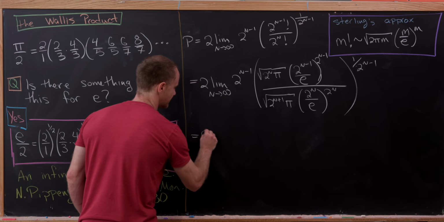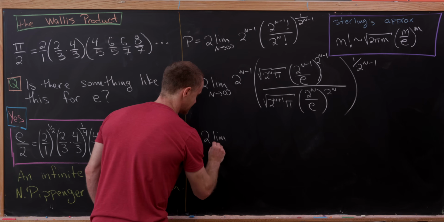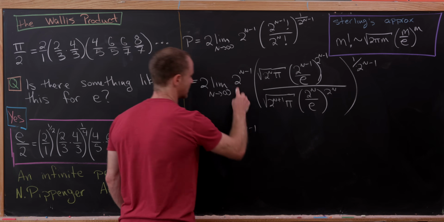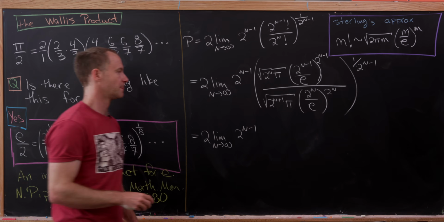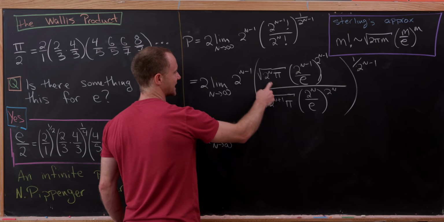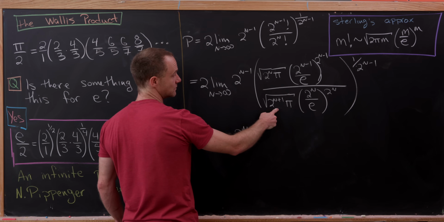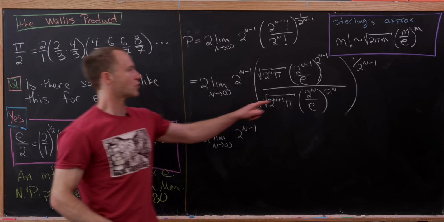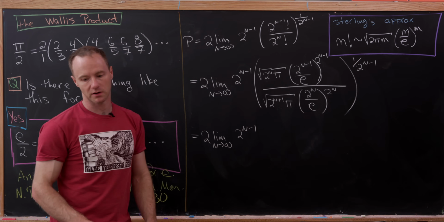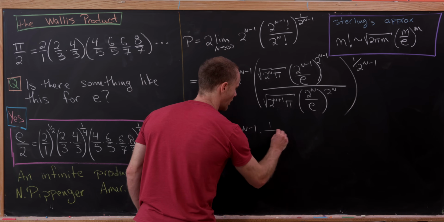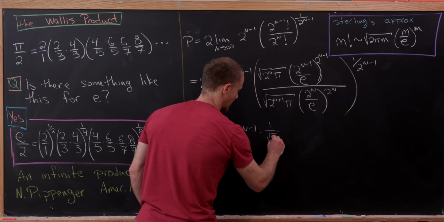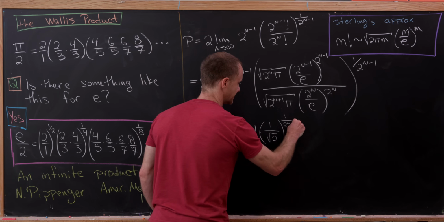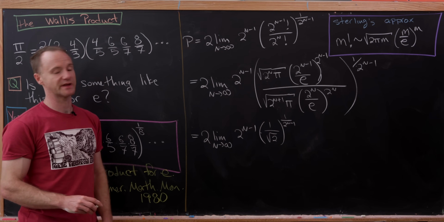So here we'll have 2, our limit as n goes to infinity. 2^n minus 1 is still just hanging on. And then these two should cancel pretty easily, and they do. They'll cancel down to a square root of 2 in the denominator raised to this power. But maybe we could write that as 1 over the square root of 2 raised all to the power 1 over 2^n minus 1. Okay, so that's what we have from that.